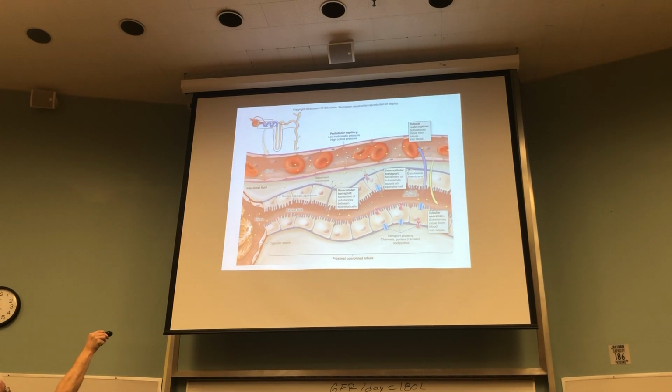Here comes my filtrate moving through the proximal convoluted tubule. If the stuff is moved from the filtrate through the tube, heading toward my capillary, but it's doing so between neighboring cells, that's called paracellular transport. If the stuff that was filtered, that I want to go back into my blood, goes through the actual cells themselves, literally, that's called transcellular transport.